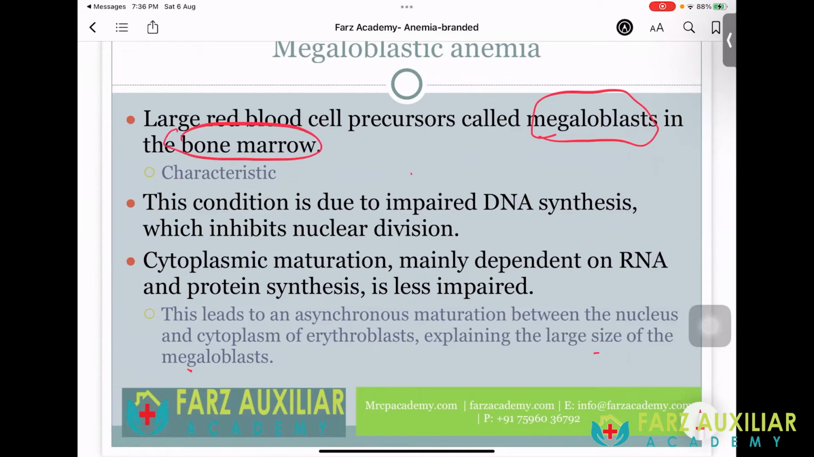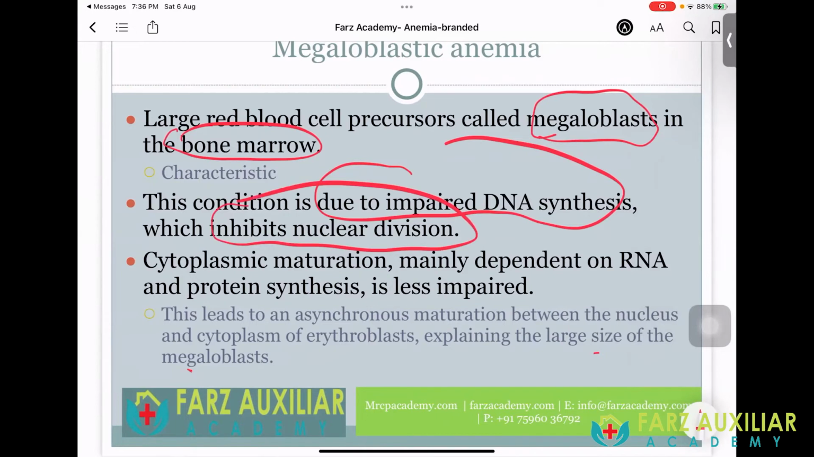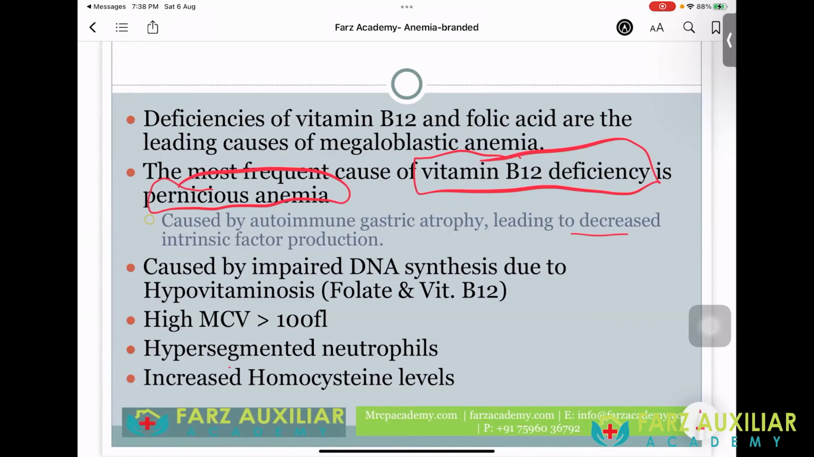This condition occurs due to impaired DNA synthesis, which does not let nuclear division happen properly. So cytoplasmic maturation, which is mainly dependent on RNA and protein synthesis, can continue to happen. So the cells become large in size because cytoplasmic maturation continues to happen. Okay. So pernicious anemia is an autoimmune disorder whereby there are antibodies against the Castle's intrinsic factor damage.